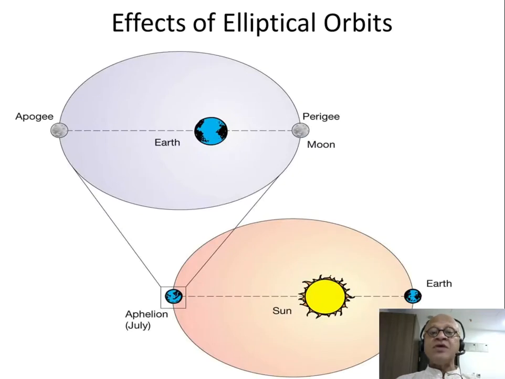Okay, so here is the figure. You have apogee when the moon is at the farthest point from the Earth. Perigee is when the moon is at its closest point to the Earth in its elliptical orbit. And then you have aphelion when the Earth is at the farthest point from the sun in its orbit around the sun, and perihelion when it is closest to the sun.